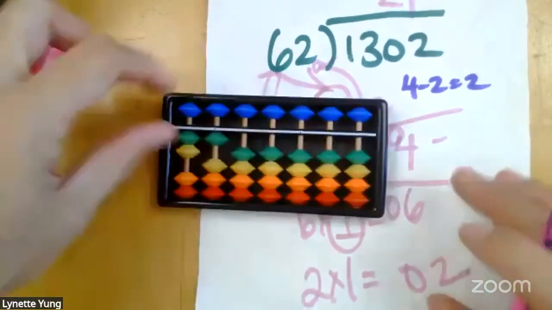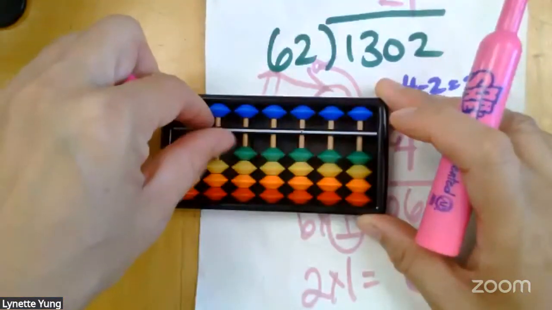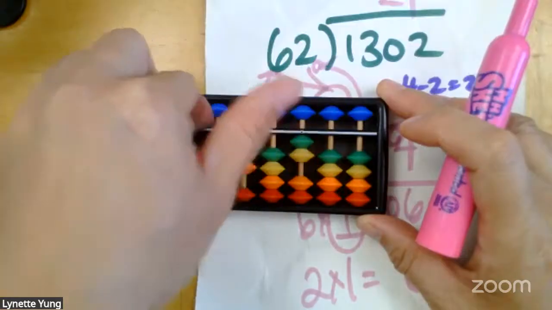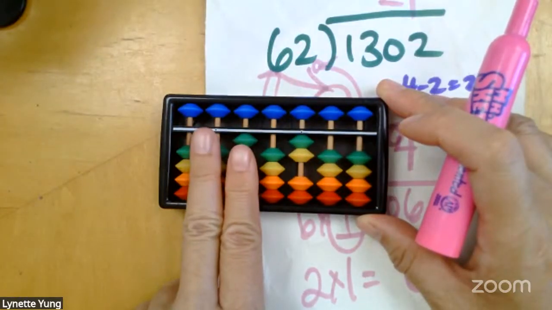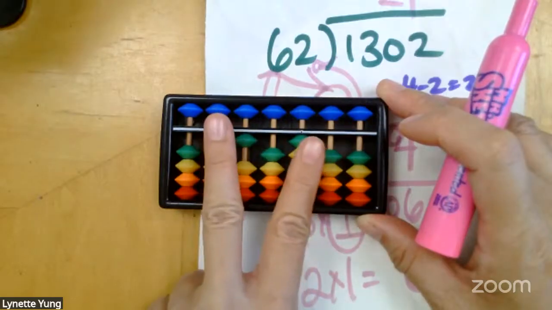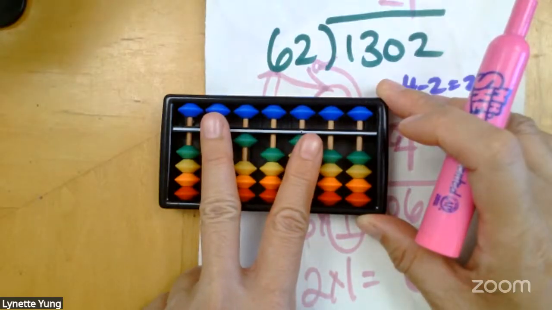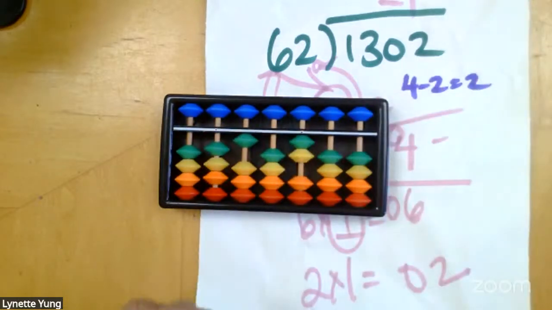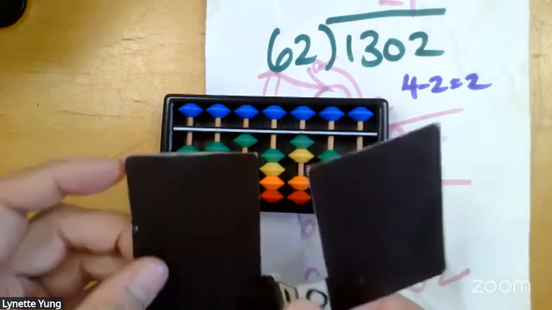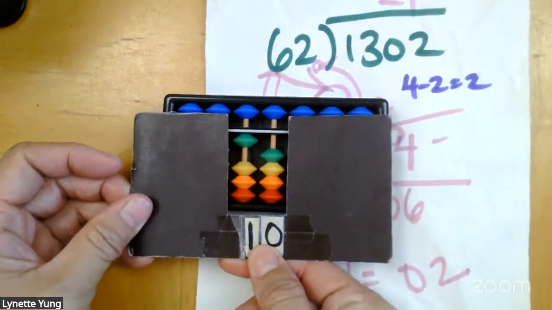Because remember, right? 1, 3, 0, 2. Take away 12. What I see is these two columns. This is how I make 10. I take away 4 from the 10. It goes back to the concept of only looking at 2 columns at any given time.